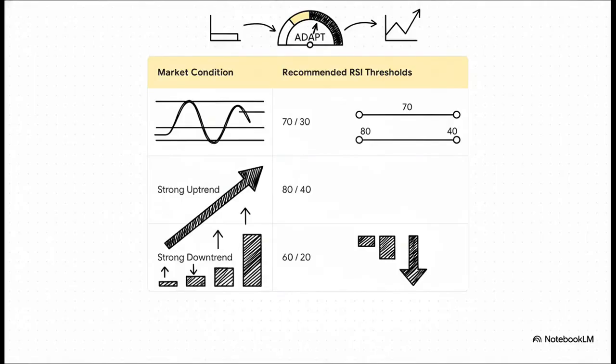So, the secret is to adapt your strategy. If the market is just chopping sideways in a range, the classic 70-30 levels work great. But if you're in a strong uptrend, you might want to adjust your levels to something like 80 and 40. By raising the overbought line to 80, you filter out all those early sell signals. And in a strong downtrend, using 60 and 20 can help you stay with the trend. It's all about tuning the indicator to match what the market is actually doing.